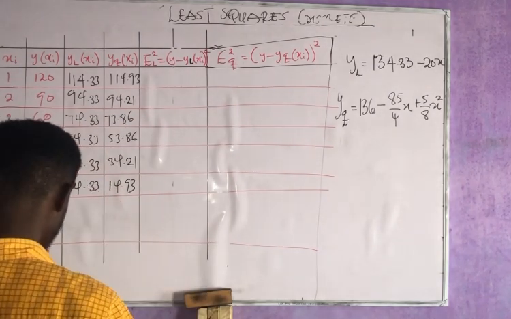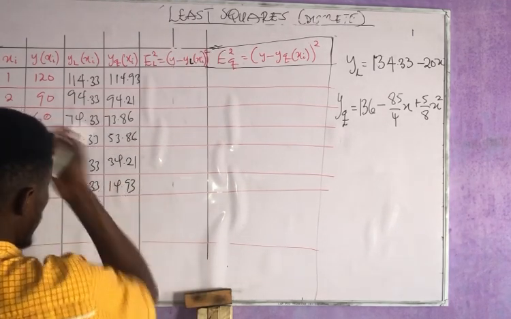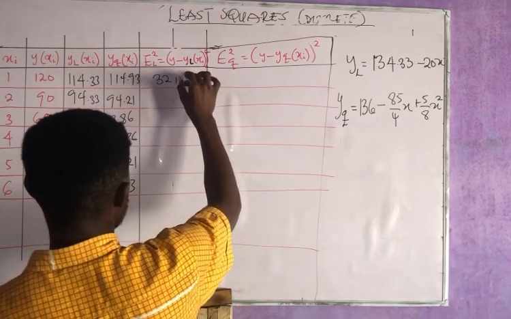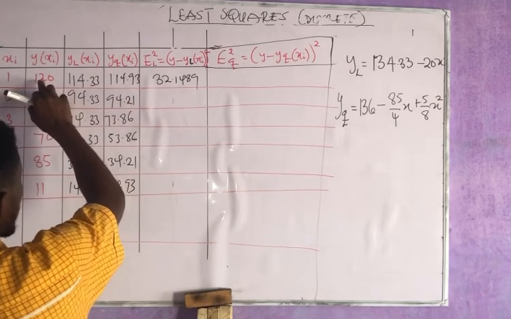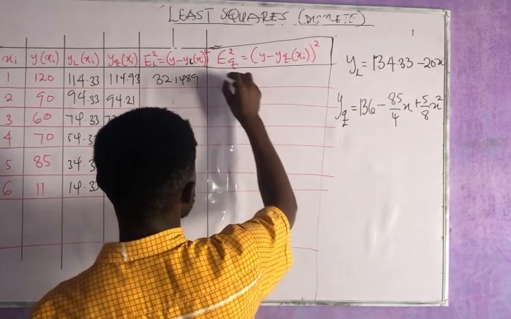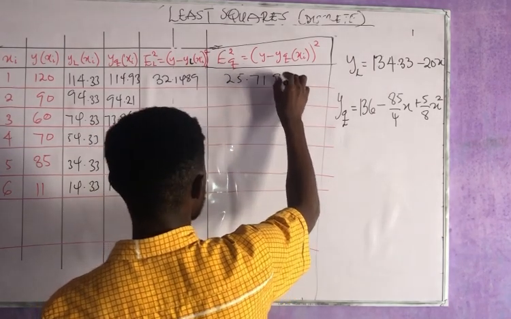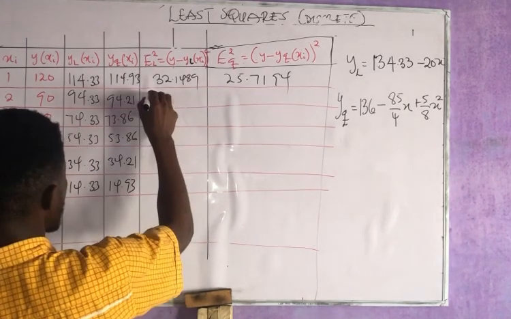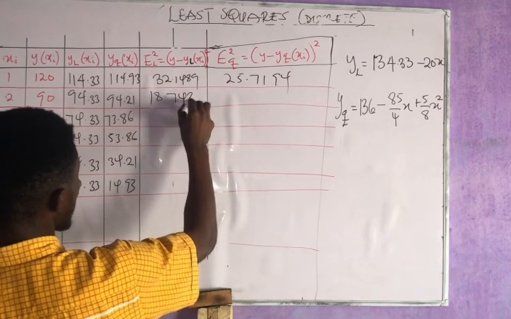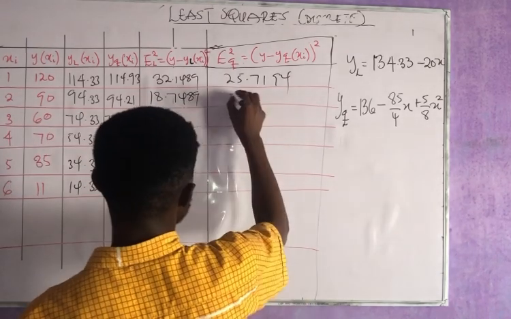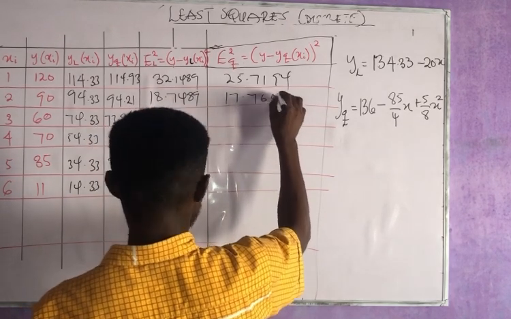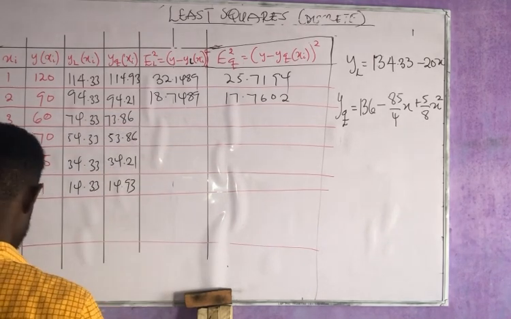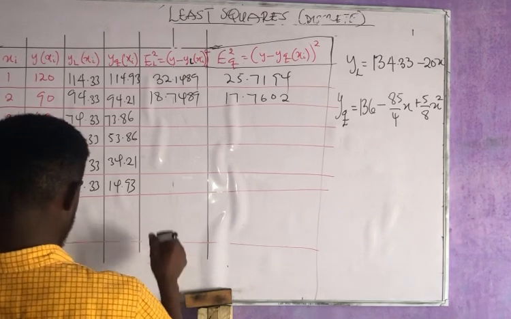Looking at this, the first one, if you subtract, remember there's a square here, so whether you get positive or negative, it will take care of it. So we subtract and have 32.1489, and subtracting this from this, we have 25.7194. Okay, we move to the next one. That will be 90 minus this, which gives you 18.7489. The next one will be 17.7602. Then we also have the next one, which will give you 205.3489.